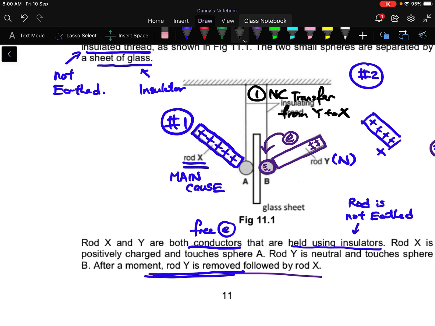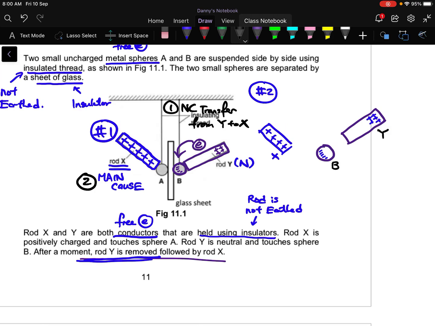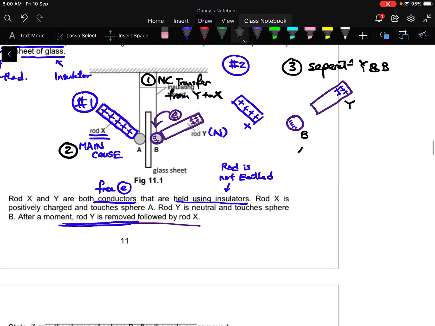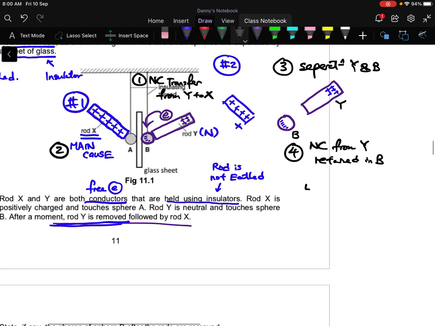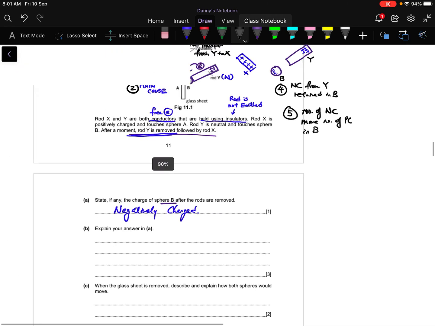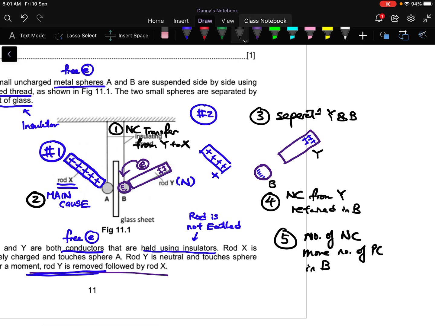Okay, my negative charge transfers from Y to X. So I will say this is my 1. I need to say that, and this transfer is caused by this guy, right? So I will include that as well. Then after that, I need to explain that there's a separation between your Y and B. And I would have to say that after it gets separated, the negative charge from Y will be retained in B, right? So as a result, I will have the number of negative charges be more than the number of positive charges in B, right? So meaning that in my answer to part B, I need to have these 5 points, right?